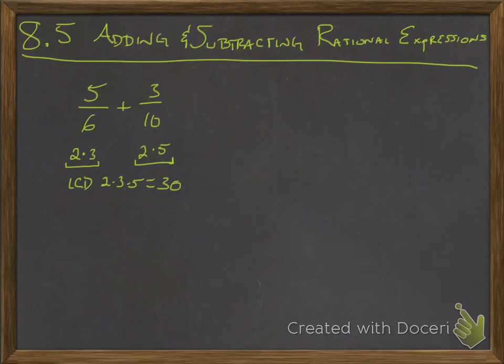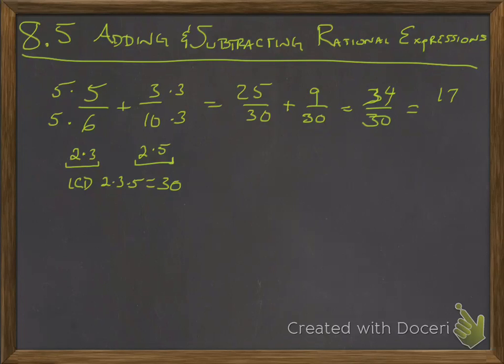So to get that 30, I need to multiply this one by 3, and you multiply the top also. I would need to multiply this one by 5 and multiply the top also, and I would have 25 over 30 plus 9 over 30, which would then be 34 over 30. Okay, and then you still would need to simplify or reduce it by 2, and I would get 17 over 15. Okay, just real quick refresher on fractions.